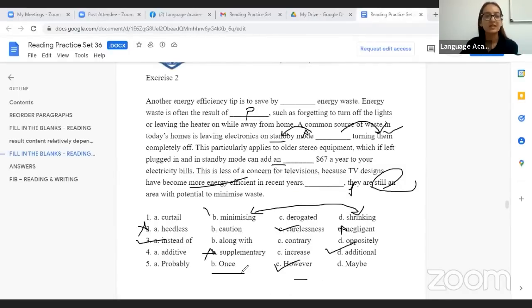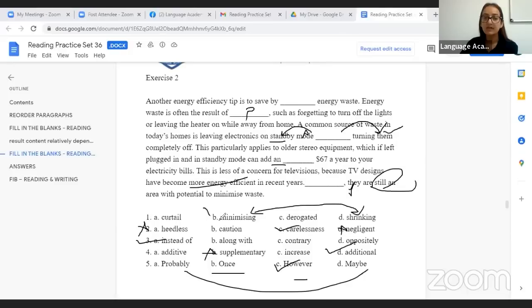Once is like once in a time or once in a while. One time is where we use the word once. Maybe and probably mean the same, and both of them are not connectors. So we'll go with however. That is still an area we can improve. So these are the answers.